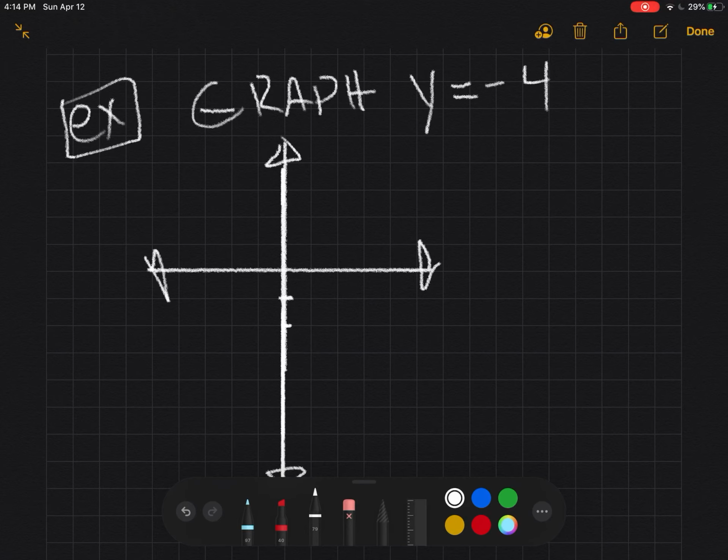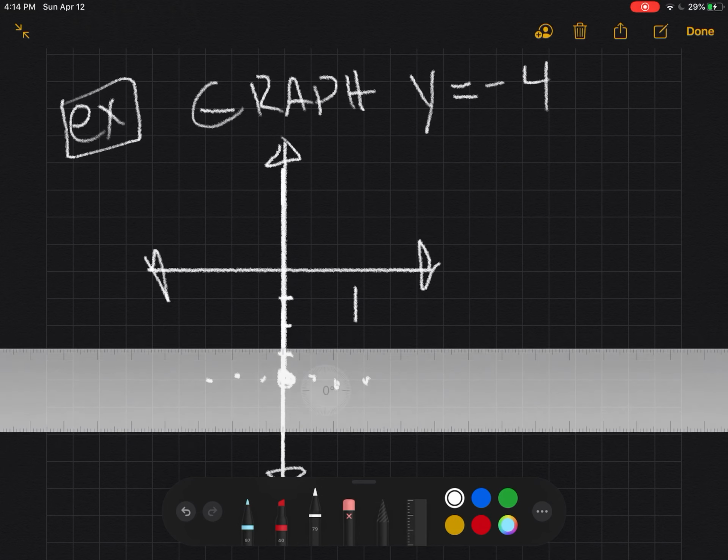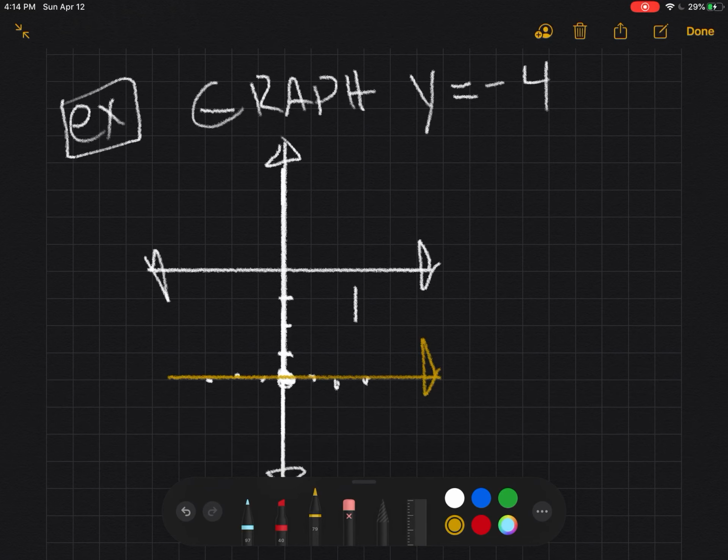All right, so now we want to graph y is equal to -4. And so all I do is I look on the y-axis. Here I have -1, -2, -3, and -4. And then I know that y is always going to equal -4 no matter what. So those are all points that have a y coordinate of -4.